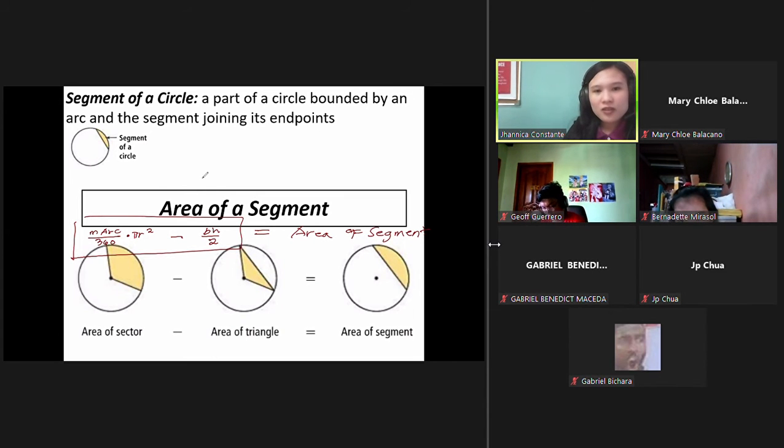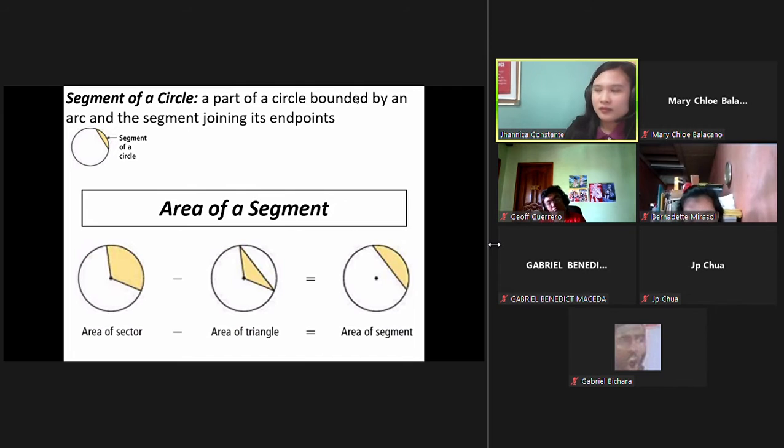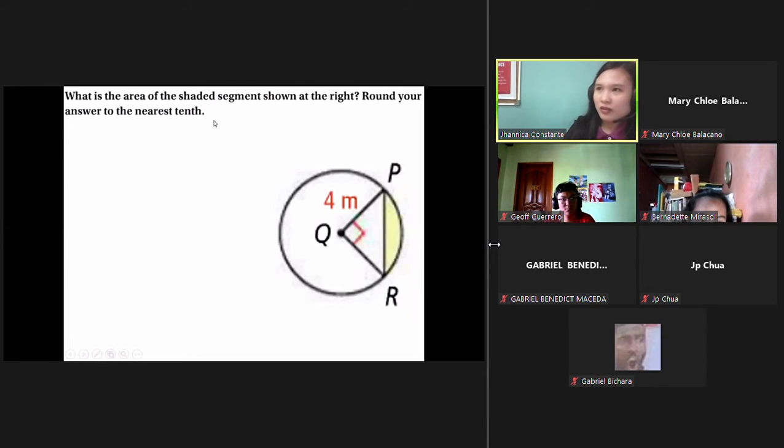For example, we have this circle. Okay na? Can I clear the screen? Okay. For example, we have this circle. What is the area of the shaded region of the circle with a radius of 4 meters and a right angle? The central angle measures 90 degrees. So we have the angle that we need and the radius.